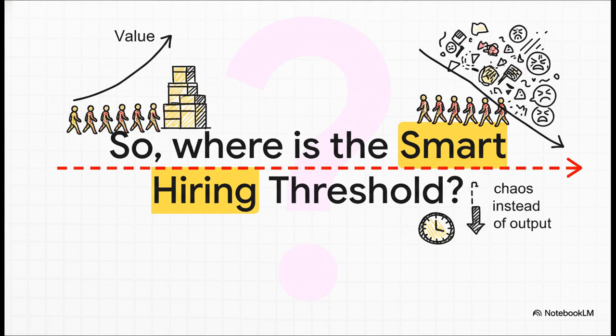Think about it. Every chef you hire costs you money, right? Salary, benefits, the whole deal. So it only makes sense to keep hiring as long as the value of the meals they add is more than what it costs you to employ them. The moment the next hire is just going to cause chaos instead of creating output, that's your stopping point.